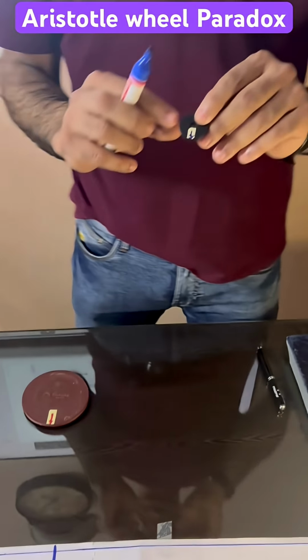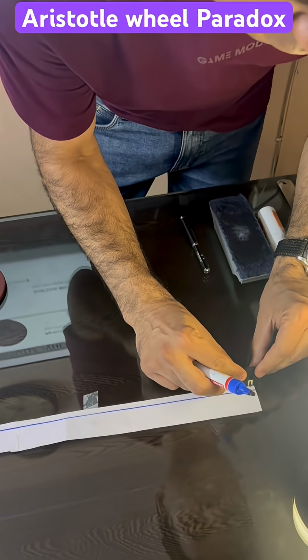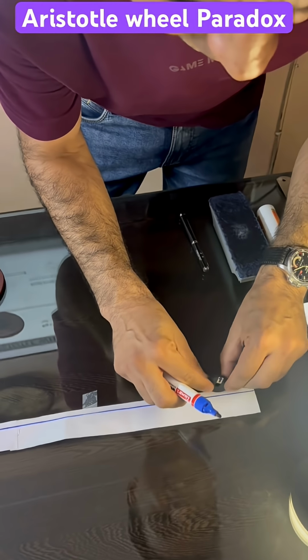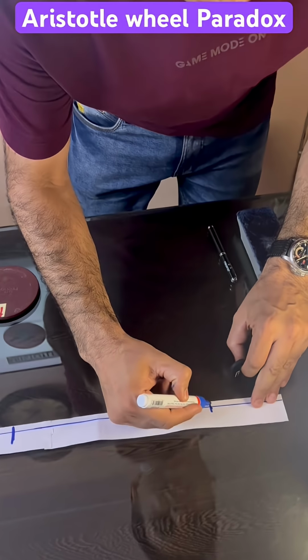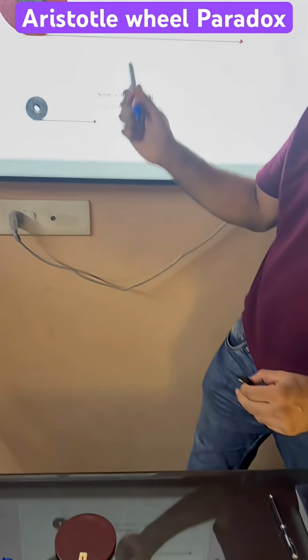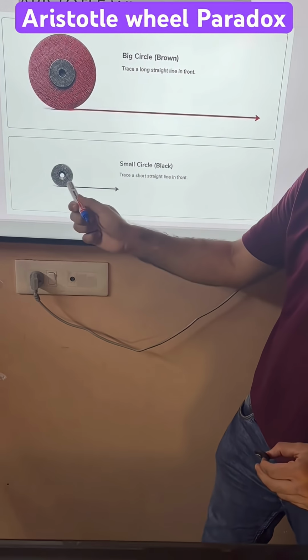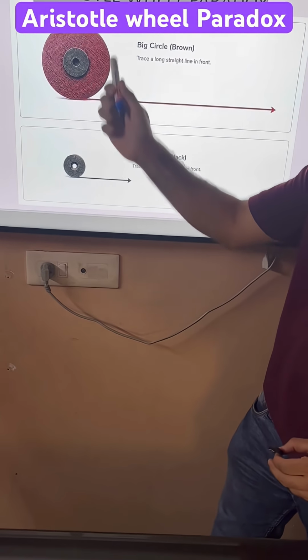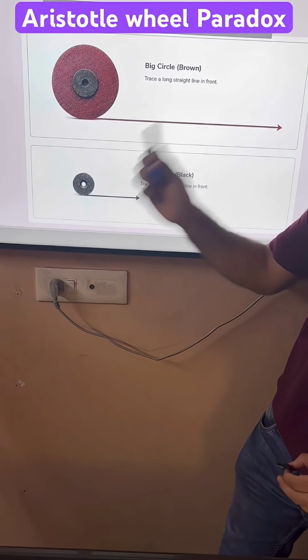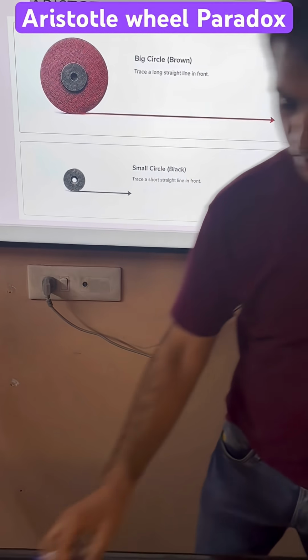Now I have another, smaller one which is marked. If I rotate this, its circumference lies somewhere over here. As you can even see here, there's a clear difference. The radius of the smaller circle is less than that, and hence the circumference. The bigger circle, bigger length, and the smaller circle, smaller length.